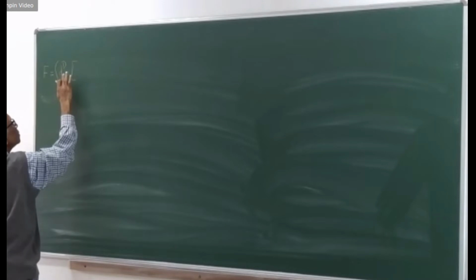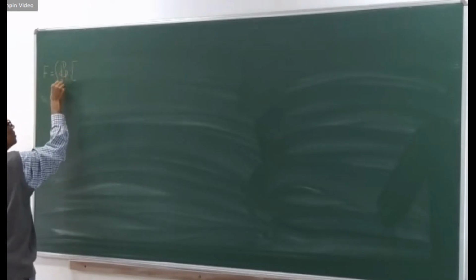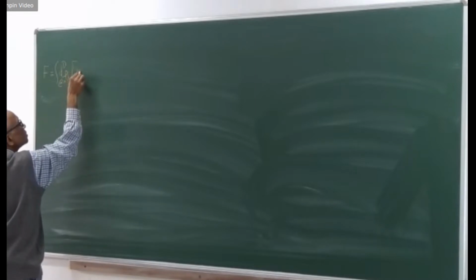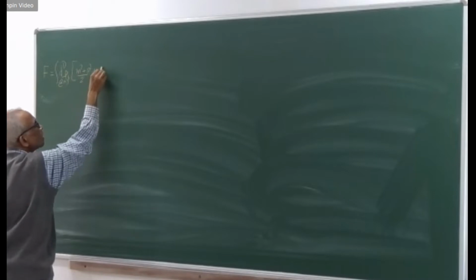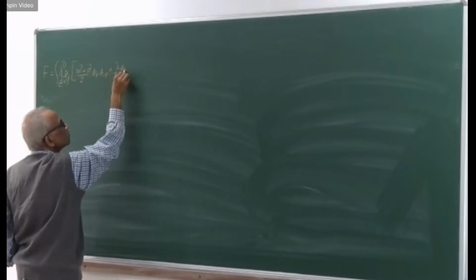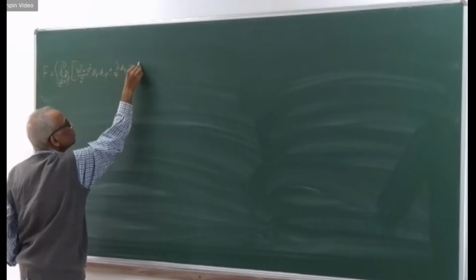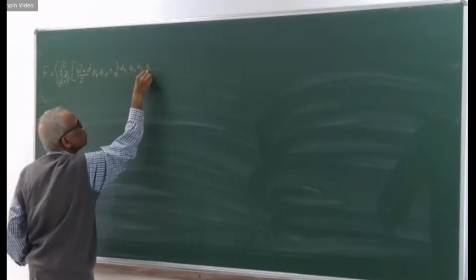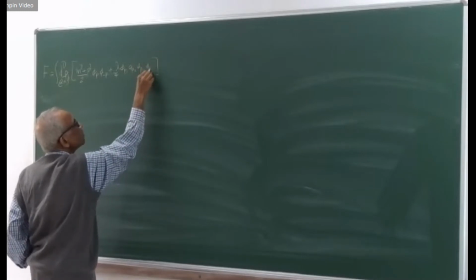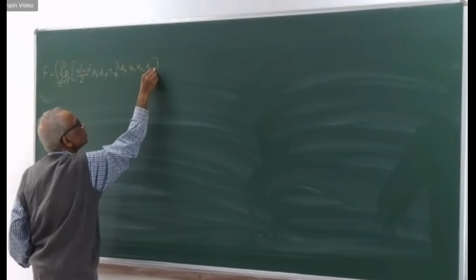So if I just write it in Fourier space to begin with, it is (m squared plus p squared) by 2, phi p, phi minus p, plus lambda over 4, phi p1, phi p2, phi p3, phi minus p1 minus p2 minus p3. Good.